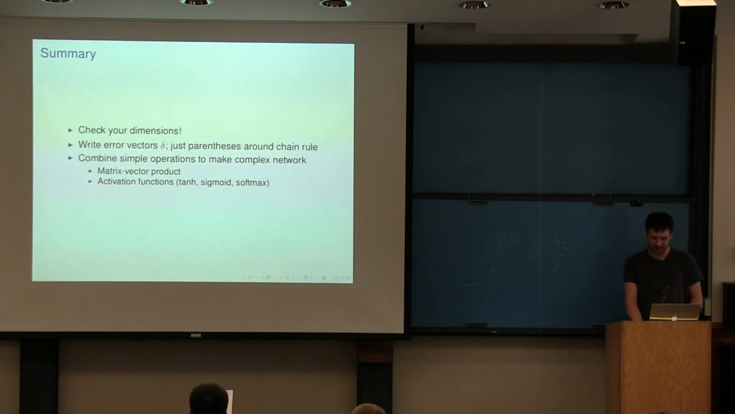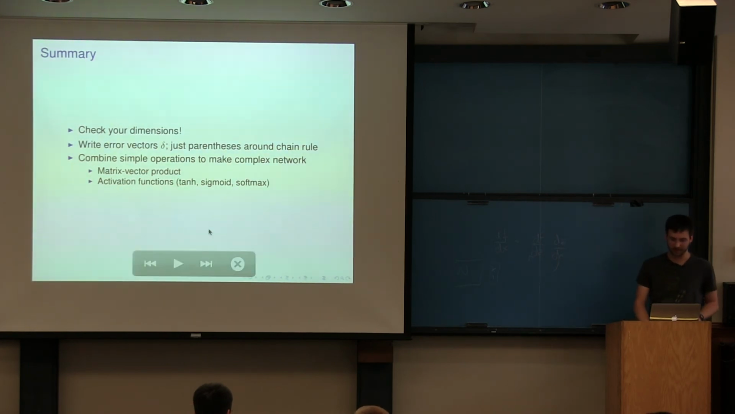Okay, so just to wrap up, the moral of the story is check your dimensions, write out the chain rule, put parentheses around it, and if you're not sure if something works, make sure you're doing legal matrix multiplications, because that will check a lot of errors. When you're going forward, you feed things through operations in one order. When you're going backwards, send them through in the reverse order. And then by doing that, you can combine simple operations, really just a handful of them, to make a pretty complex network.